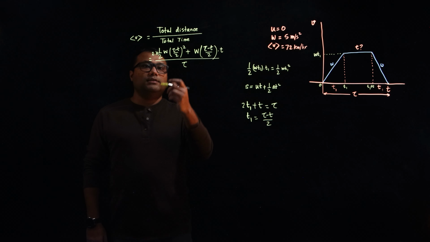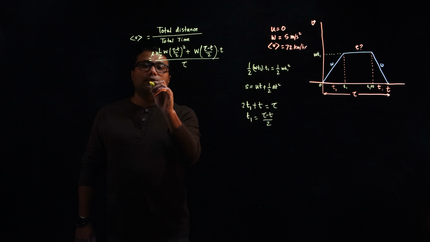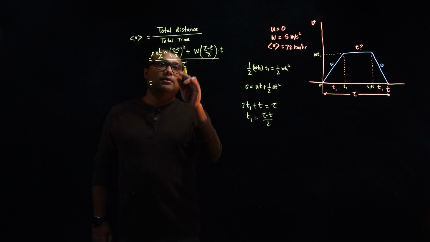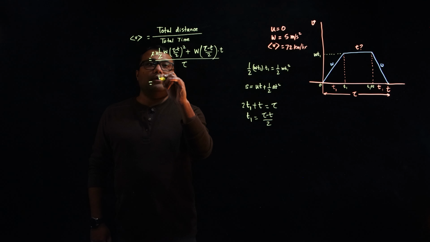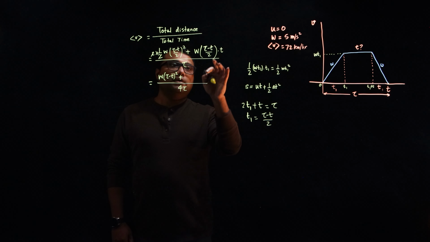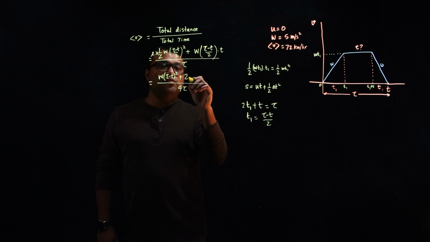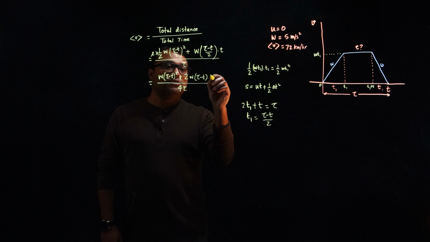Now let's simplify this. 2 gets cancelled. We can write this as w tau minus t whole square by 4. Let's bring the 4 down in the denominator. So this one will be 2w tau minus t times t.